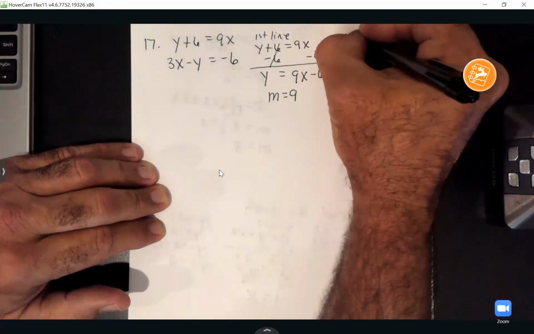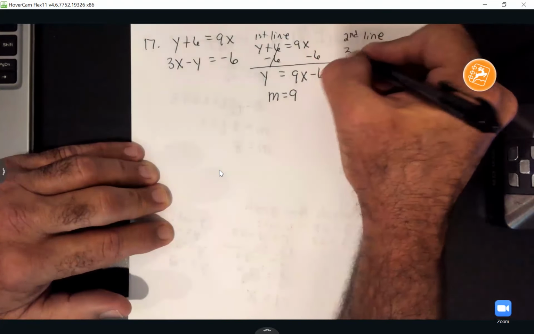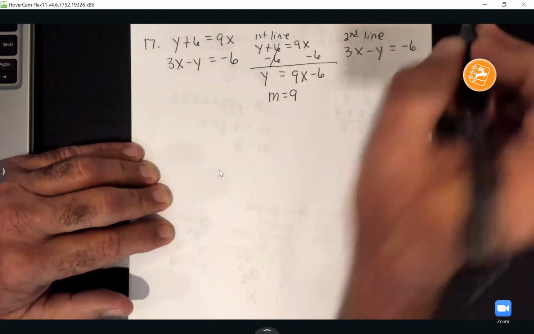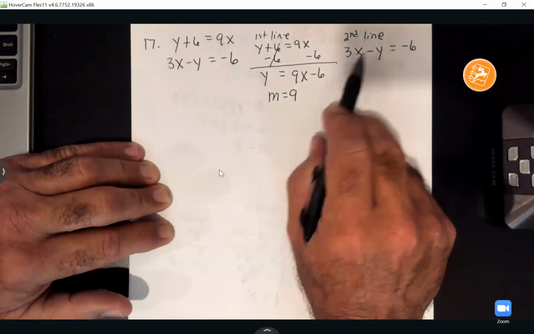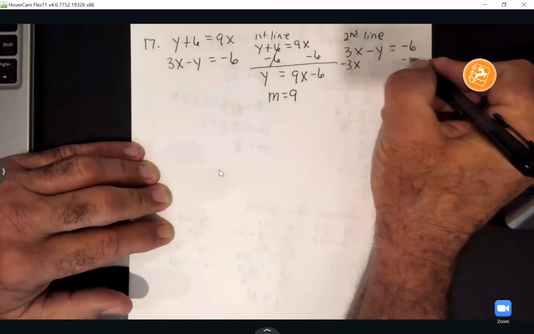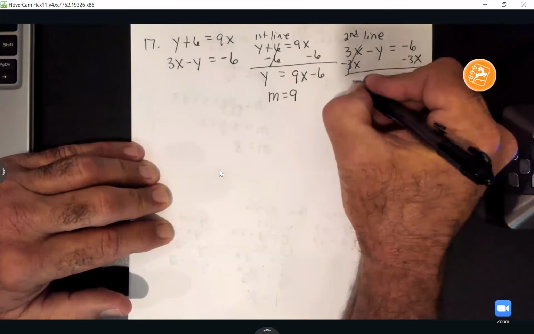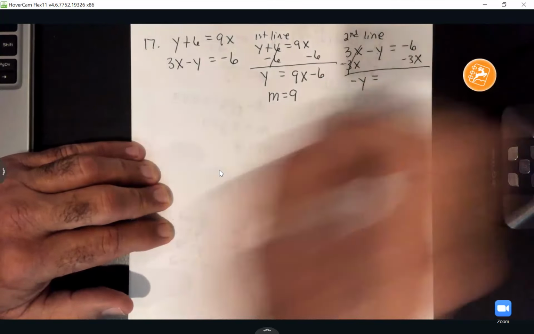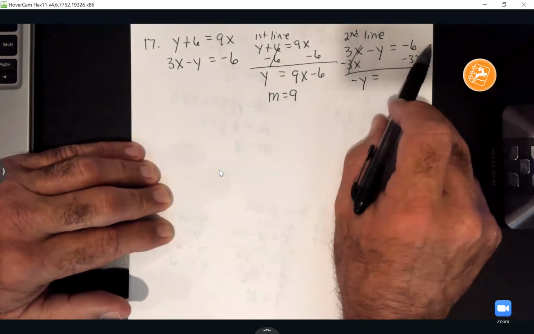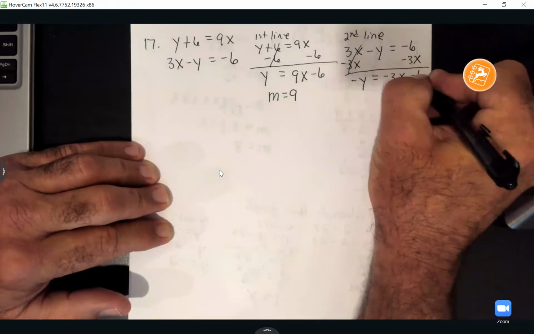So then we do the second line. The second line is 3x minus y equals negative 6. So y'all solving that for the y, we got to move the 3x. And to move that 3x, we're going to subtract it. So notice what I do. Those cancel on the left side, bring down your negative y. That's going to equal, well, y'all, these aren't like terms. So I'm going to put the x first and then the number. So I get a negative 3x minus 6.